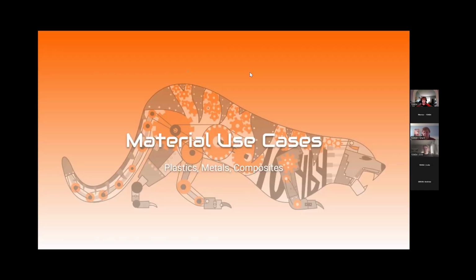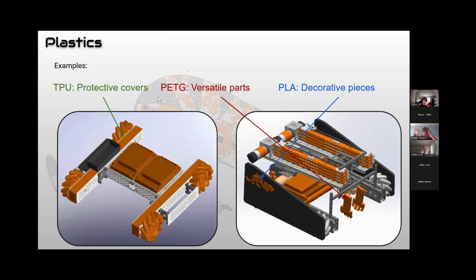And then we're going to go over, I think this is our last part, just use cases for the materials that we just went over. There's a lot of them. So we're going to show you our designs for our robot this year and how we would use them for our designs. Yeah. So we're going to start off with plastics.